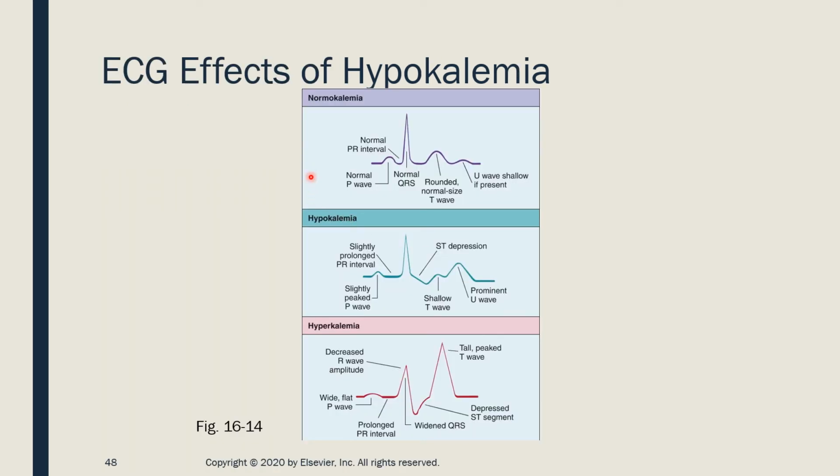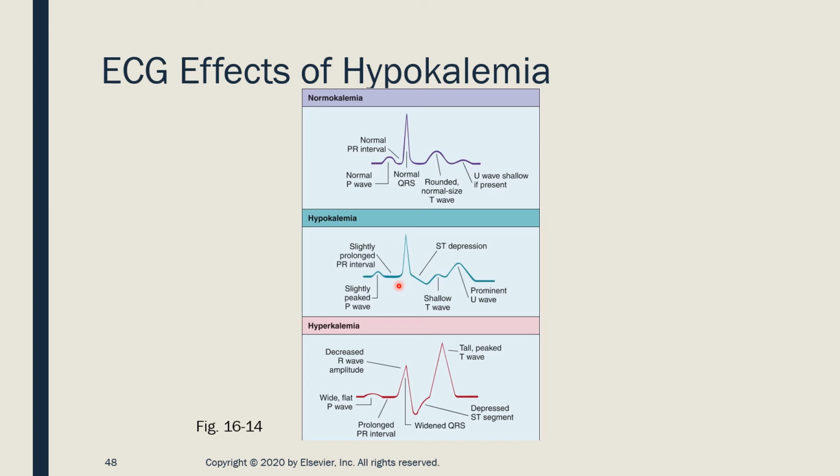Now, as you can see here, these are the ECG effects of potassium. So this is what the normal looks like, normal PQRST. And again, a U wave may be present, but it's very shallow. It's not very prominent compared to a patient that has hypokalemia. Because if there is hypokalemia, you can really see here an ST depression. And when you look at the U wave, it is very prominent in here, as you can see. And there's a shallow T wave in here. And you will see that there's an abnormality in the PR interval in here.